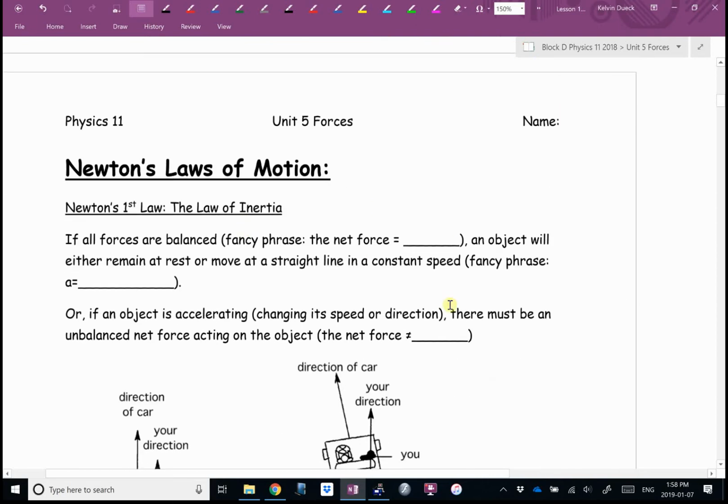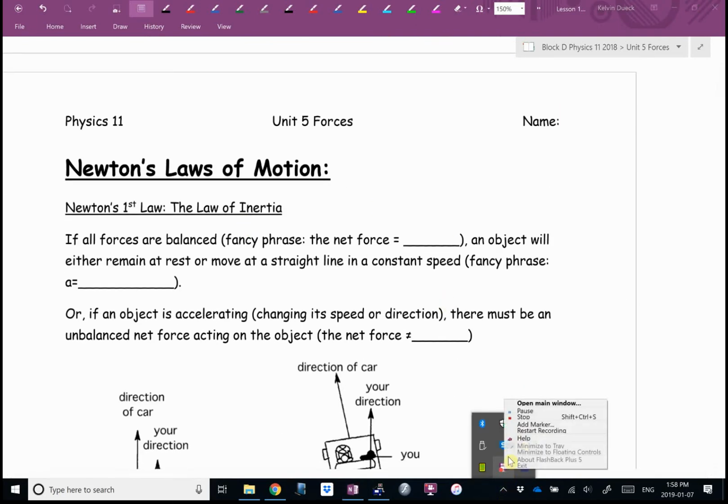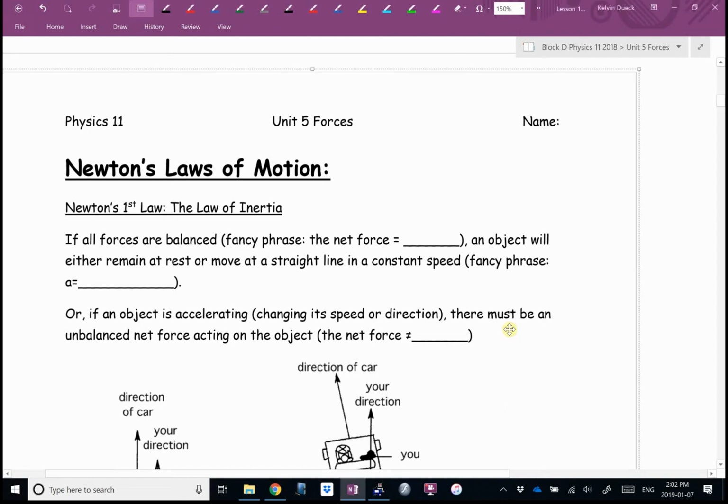Newton's laws of motion. Put your pencils down. I got to pause the video for a second. So along comes Uncle Isaac Newton, and he says, if all forces are balanced, the fancy phrase, the net force is 0, like the important situation that Ben pointed out earlier. An object has two options. It will either remain at rest if it was at rest, or it'll move in a straight line at a constant speed. I can summarize all that by saying, if the net force is 0, a is 0.